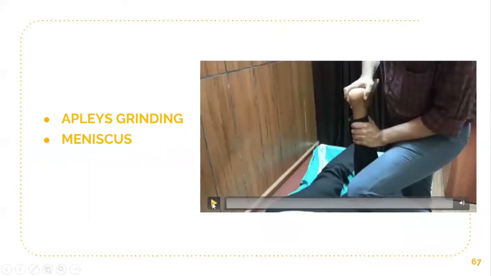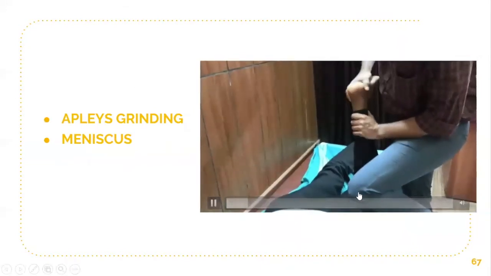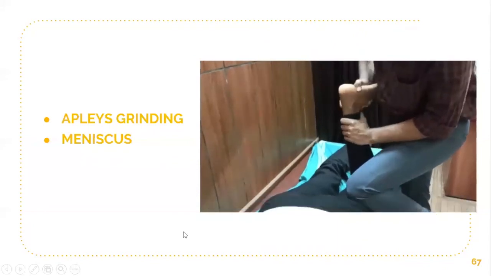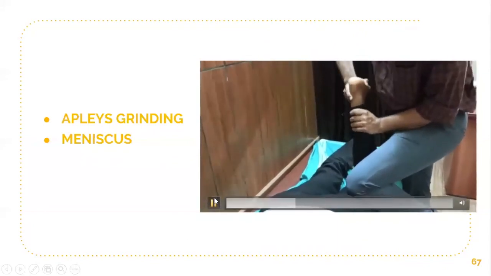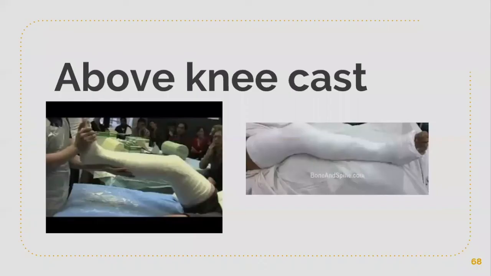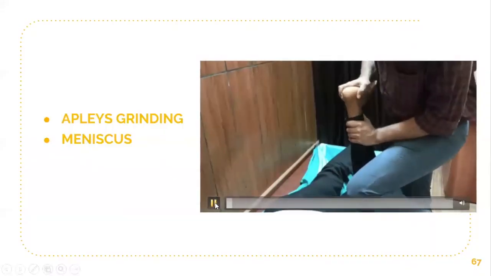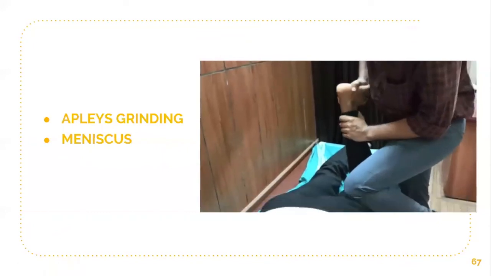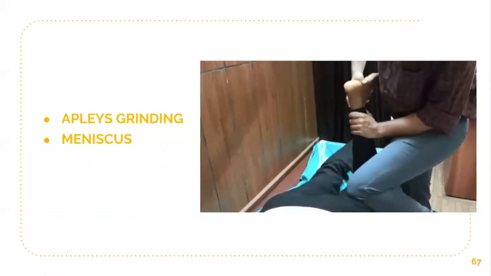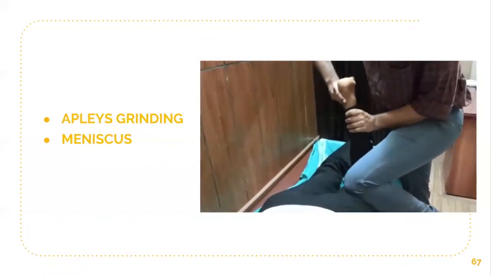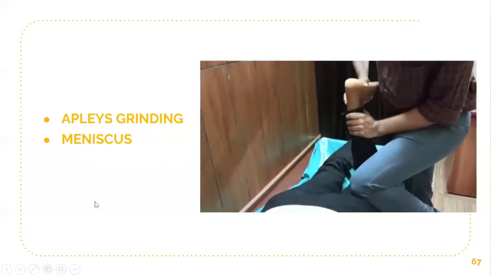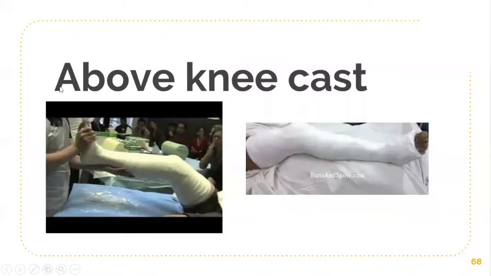This is Apley's grinding test. The patient is in prone position. Flexion of the knee joint. The patient's posterior thigh is fixed by the examiner's knee. Then compression, and first you shall see compression and external rotation, which is diagnostic of medial meniscal injury. Compression and internal rotation of the foot is diagnostic of lateral meniscal injury.